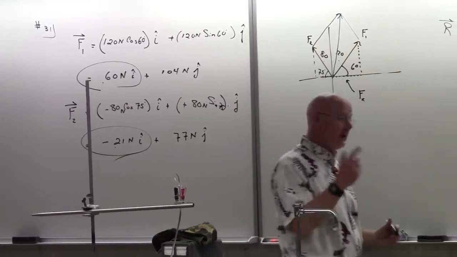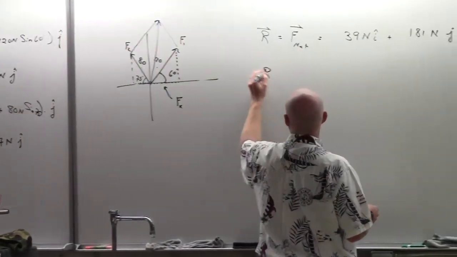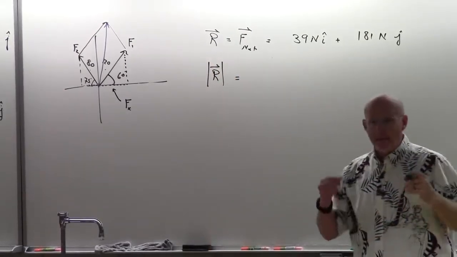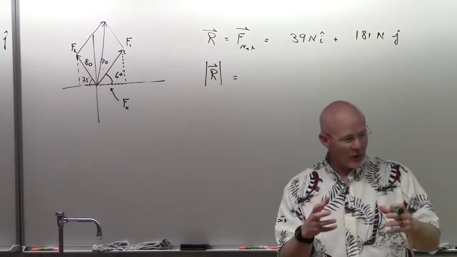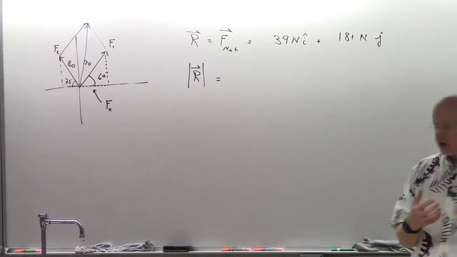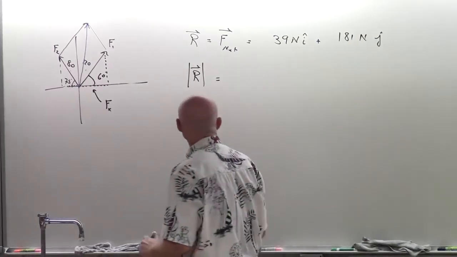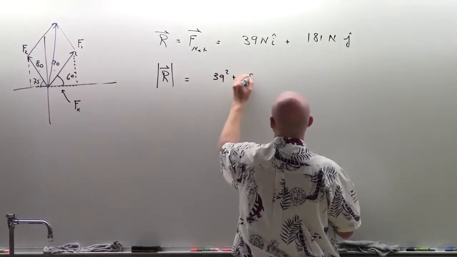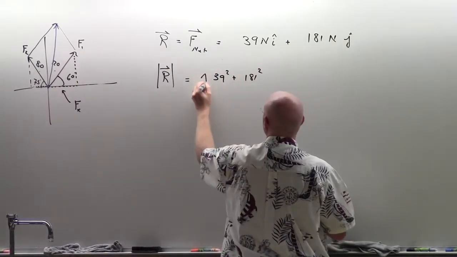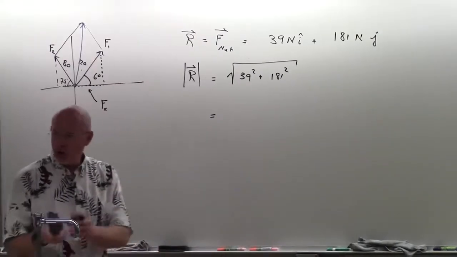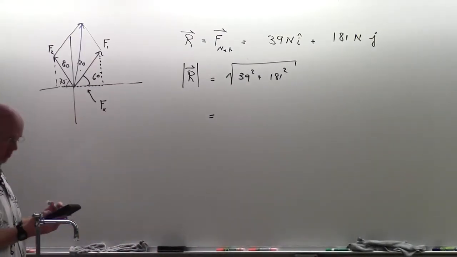Now, probably should finish the problem with answering what is the magnitude of this whole force and the direction. In other words, finish in terms of a polar coordinate here. So I would take the 39 and I would square it. I'll take the 181, I will square it. I will take the square root of all of that, and now I will go from my Cartesian coordinates into my polar coordinates.